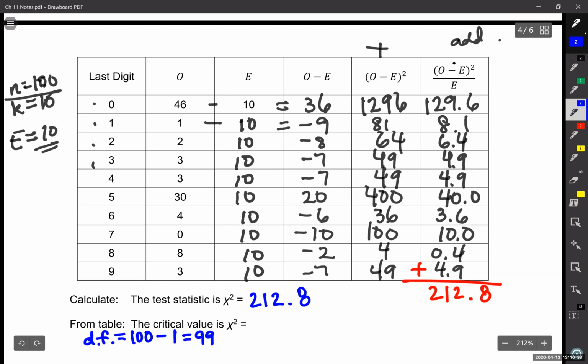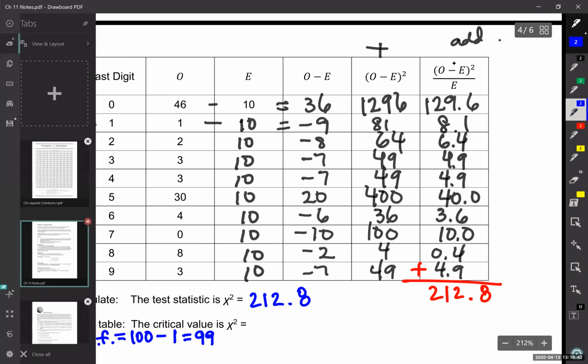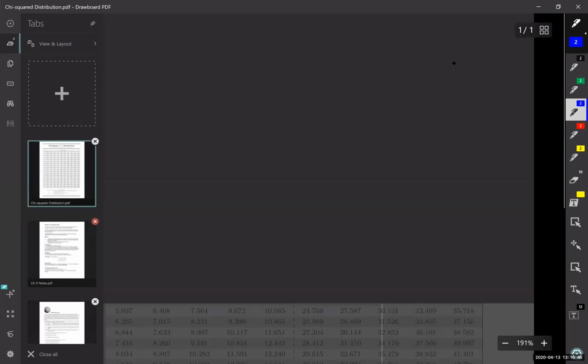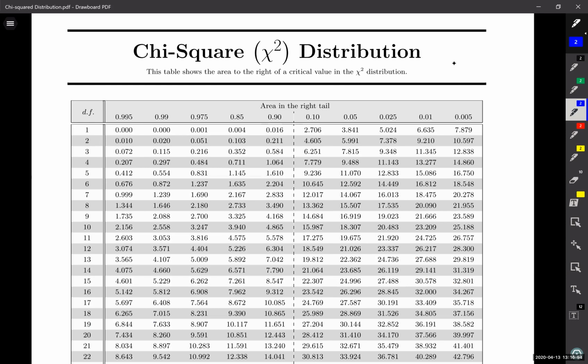And I'm going to go over to this table, which is on the last page of your list. And we have the degrees of freedom. And remember, we had our alpha. So our alpha was given to us here.